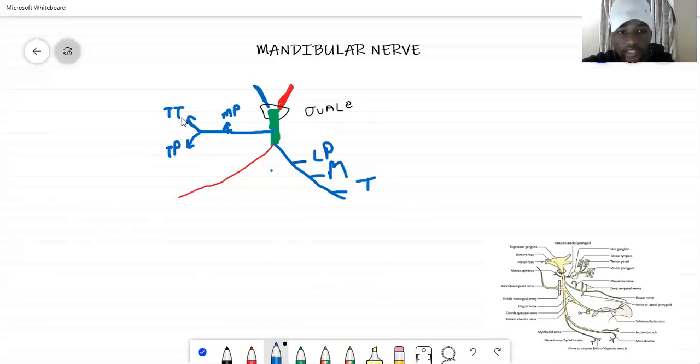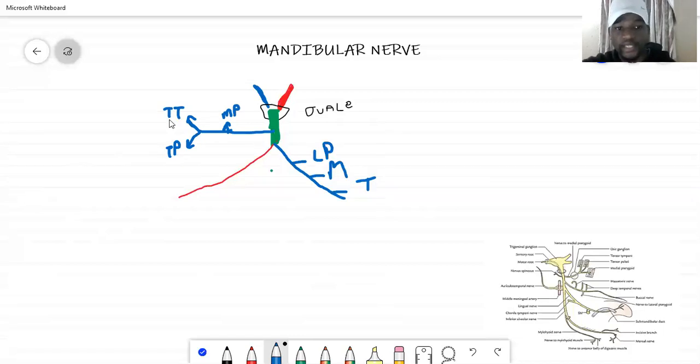Tensor tympani and tensor palatine. So guys, I'm going to write only the abbreviations right now. What you have to do is pause the video and write them in full. This is the tensor tympani, this is the tensor palatine, right?